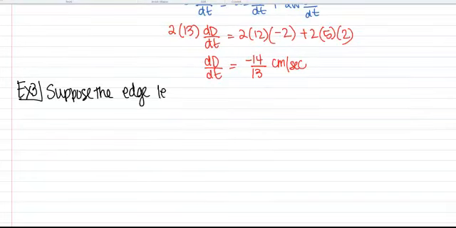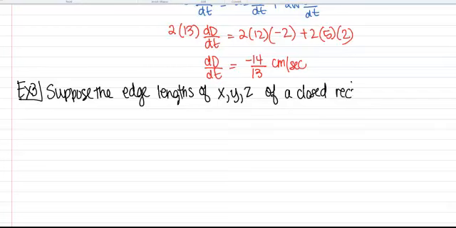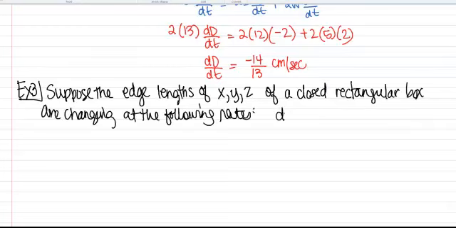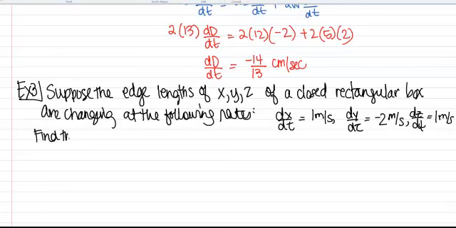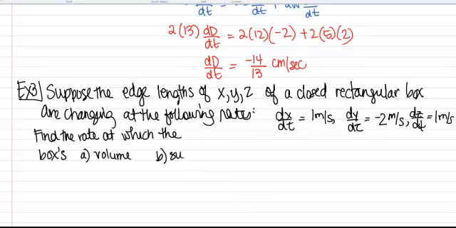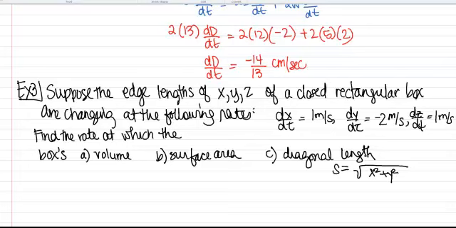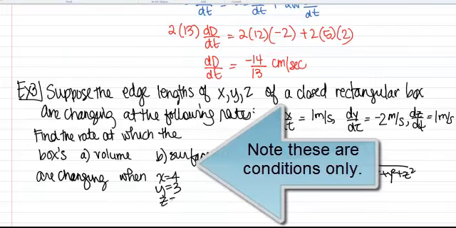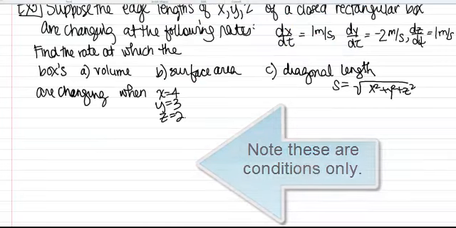So suppose the edge lengths x, y, and z of a closed rectangular box are changing at the following rates. So dx/dt equals 1 meter per second, dy/dt equals negative 2 meters per second, and dz/dt equals 1 meter per second. I want us to find the rate at which the box's volume, surface area, and diagonal length, s equals the square root of x squared plus y squared plus z squared, are changing when x equals 4, y equals 3, and z equals 2. Alright, so we have a rectangular box.